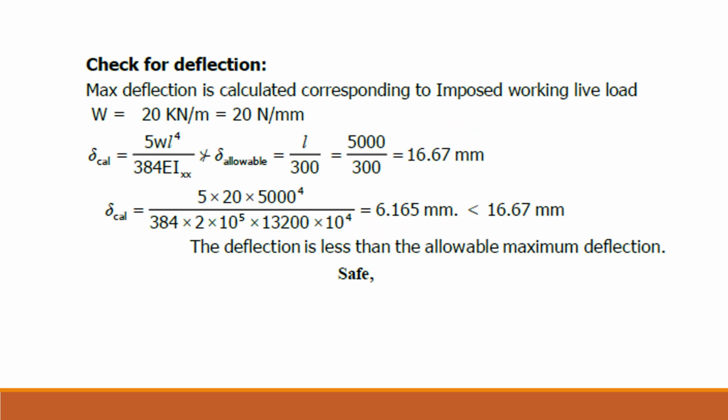And then check for deflection. The deflection formula is 5 WL power 4 by 384 EI. Substituting the value, 5 into W value is 20 into L value is 5000 divided by 384, E value is constant for Young's modulus, 2 into 10 power 5, and I, that is IZZ, value is 13,200 into 10 power 4. The deflection calculation is 6.165, hence the deflection is less than the allowable deflection, hence it is safe.